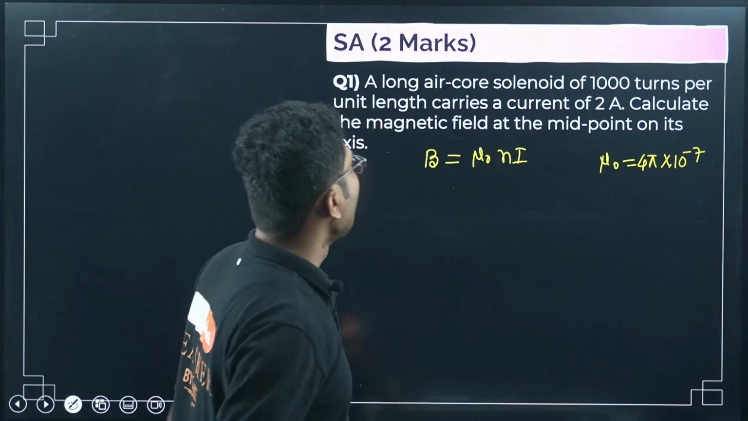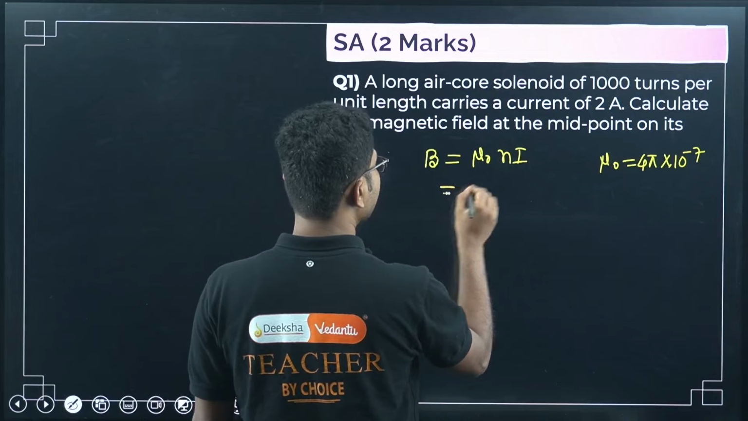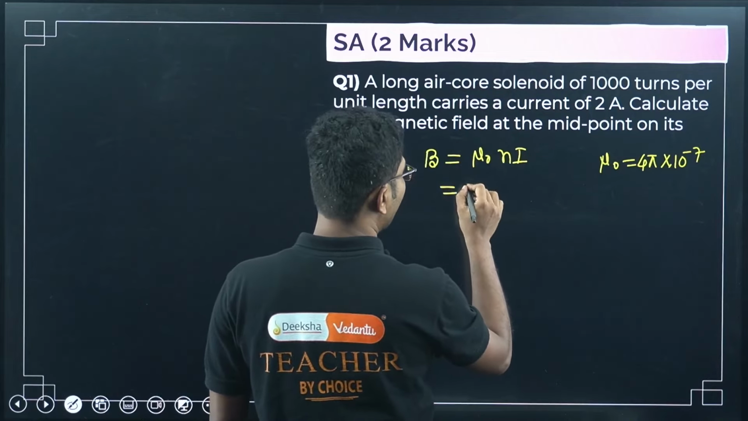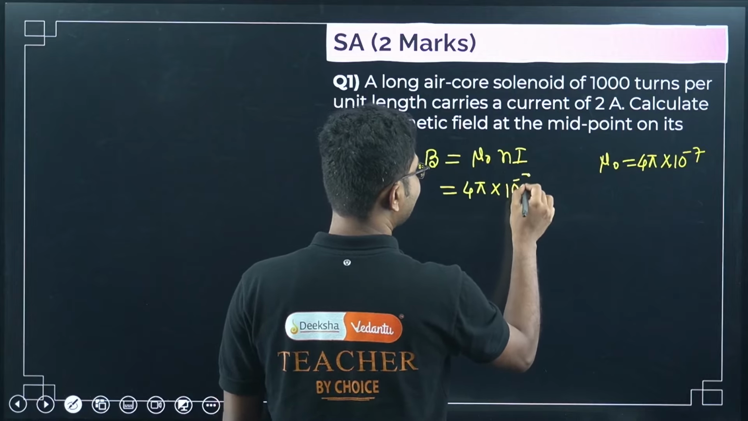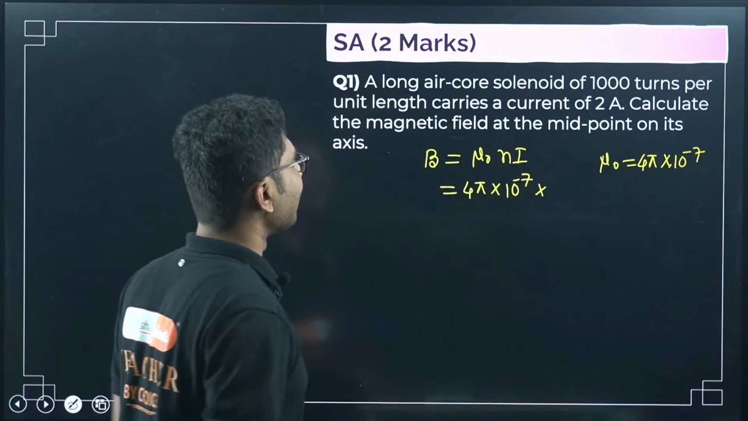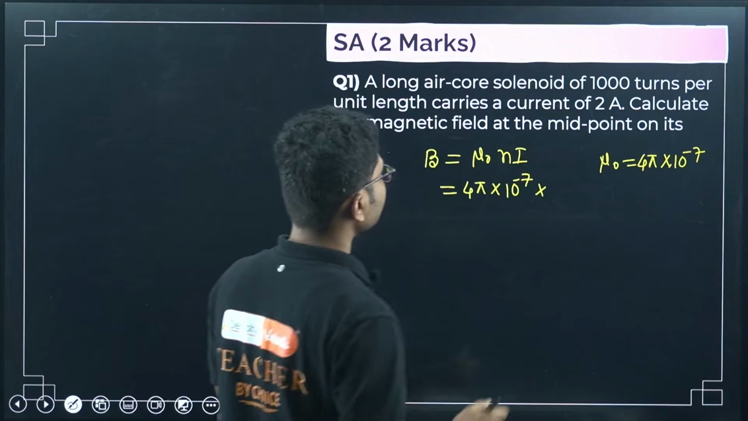So now here we have to insert the values. They have given directly mu naught, we know it is 4 pi times 10 to the power of minus 7. n is given as 1000.